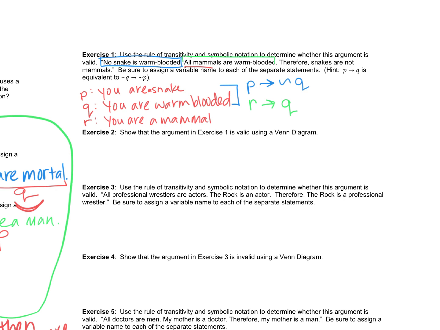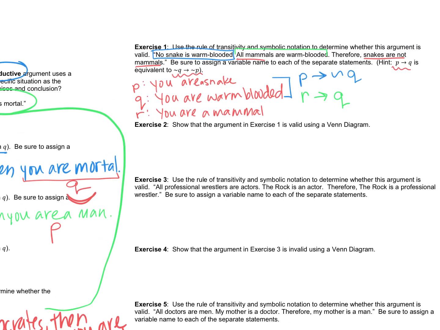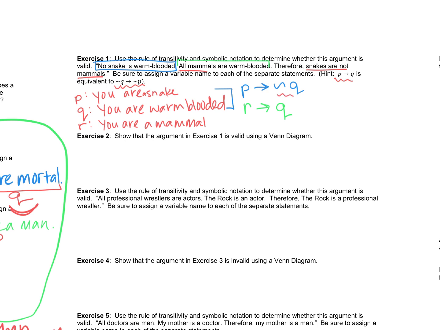And so what we want to get out of this is to see if, in fact, snakes are not mammals. So we're going to assign these variables, and it also gives us a hint reminding us about a conditional and its contrapositive. Those are equivalent to each other. So as soon as I see that kind of negation, we could change to the contrapositive of the second one and then see a connection. So let's see how that works.